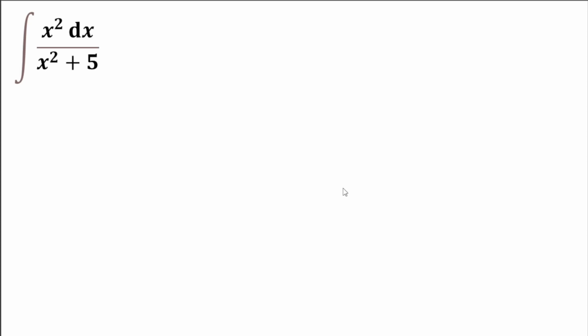Hello friends, we have this integration in our hands. Whenever you have to solve for an integration like this, you have to express the whole terms in a known form of integration that we have. First, I will demonstrate an idea, a way that is wrong.